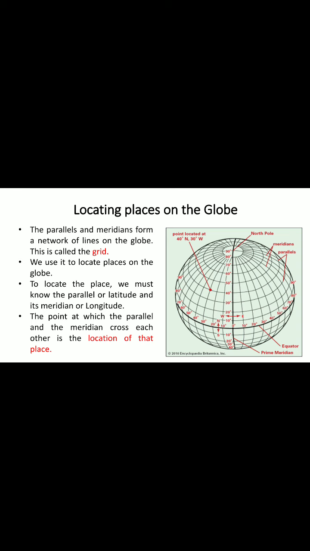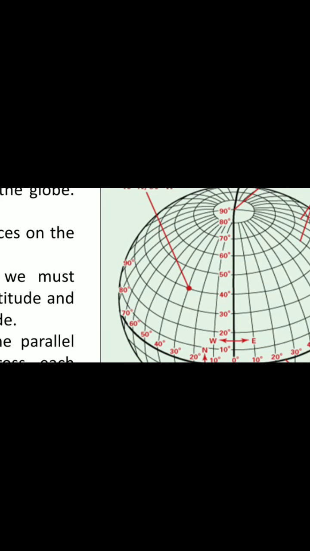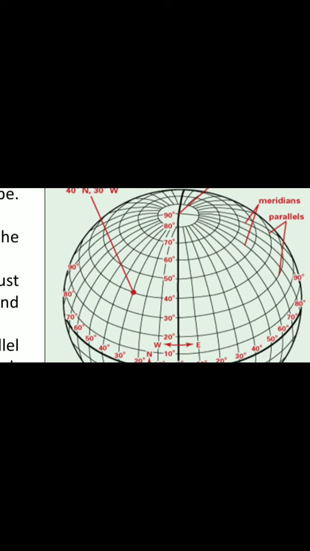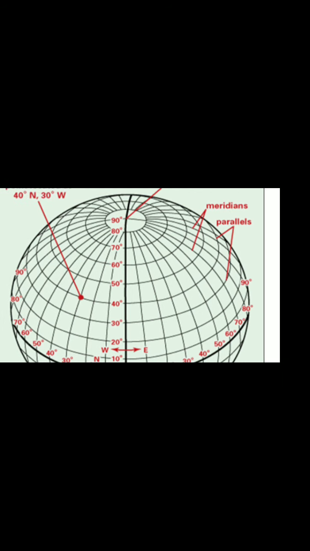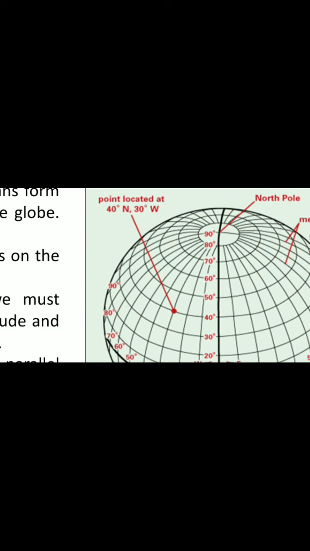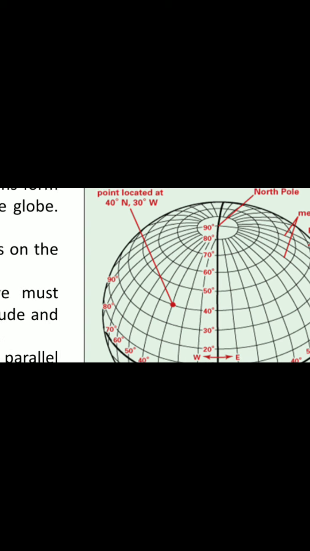In this module, we are going to talk about locating places on the globe. The parallels and meridians form a network of lines on the globe. This is called the grid. You can see in this picture that every block which has been formed is known as a grid, and the point where the latitude and the longitude meet, that is this red point, is known as the location of that place. I have explained here that the point located at 40 degree north and 32 degree west is the location of some place.